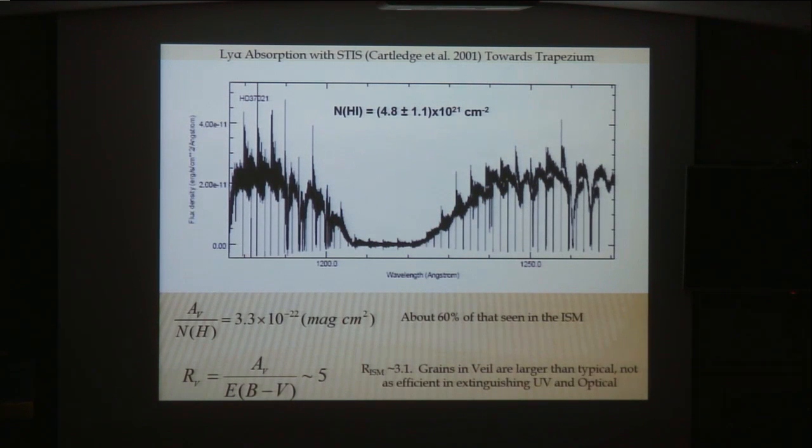Once we have that, we can come up with a dust-to-gas ratio, which is about 60% of the interstellar medium, so there's less dust per gas. In addition, because we know the reddening of the Trapezium stars, based on the ratio of the visual extinction to reddening, we get an R value which parameterizes, among other things, the dust grain size distribution. We get about 5, which is also higher than the ISM value. So this tells us overall that the Veil is not very efficient at extinguishing the ultraviolet radiation, so the grain size is going to be weighted towards larger grains.